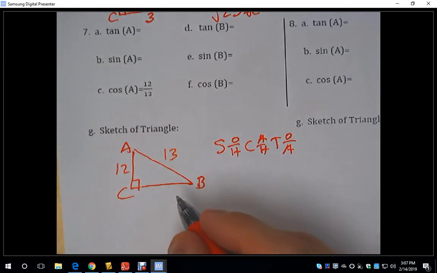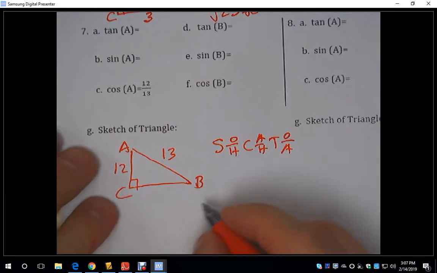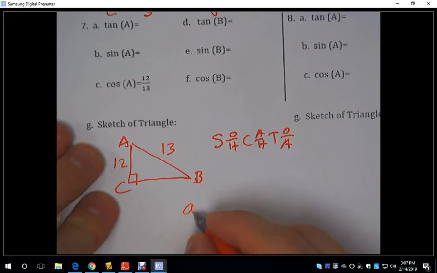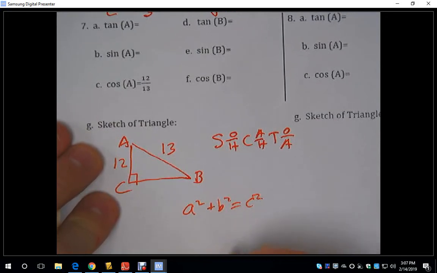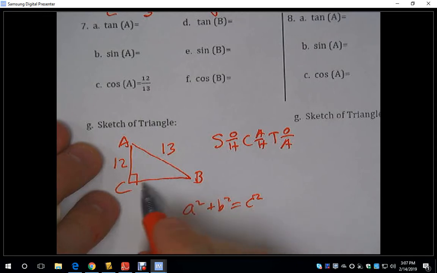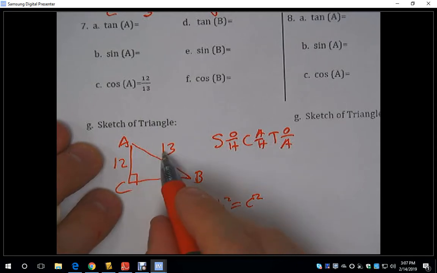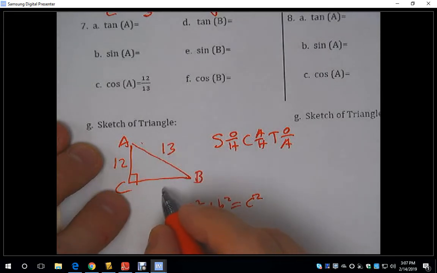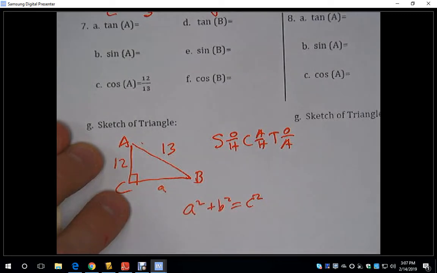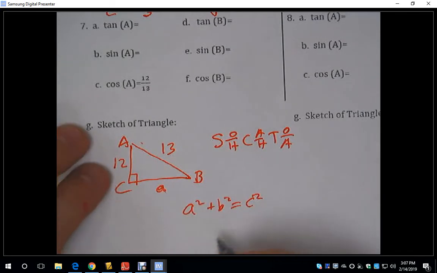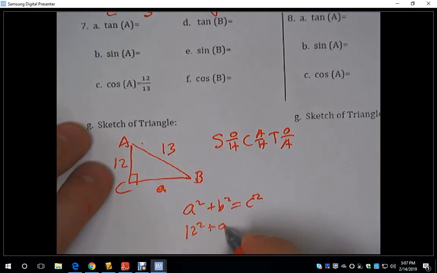And then if we need to find the missing side, we can use the Pythagorean theorem, a squared plus b squared equals c squared. This missing side can be a or b, it doesn't really matter, they are interchangeable. The longest side is the necessary part, so 13 has to be c. I'm going to call this side a this time. That gives me 12 squared plus a squared equals 13 squared.